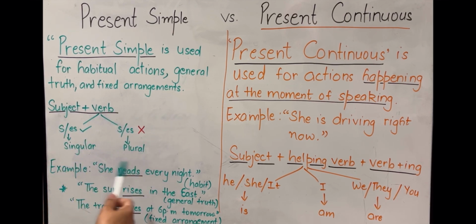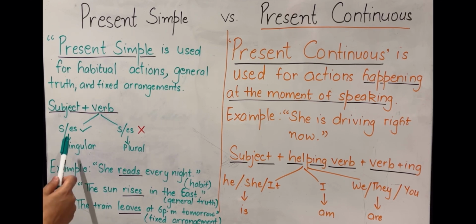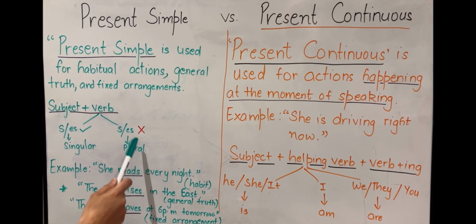It can be any action word: sleep, drink, learn, teach, talk, run, walk, anything. If you have a singular noun, you're going to use S or ES. If you're having a plural noun, you will not be using S or ES. For example, she reads every night. It's an example of a habit. She has a habit of reading every night.